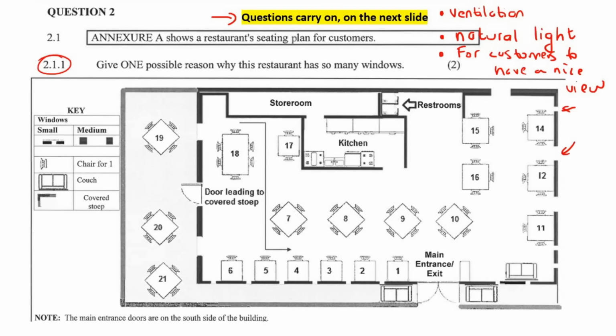Okay, how do I know that those are windows? If you look at the key, the small windows are like that, and the medium windows are like that. So these would be medium windows, and then there's a small window over here, small window. There's actually a lot of windows, a lot of small windows. There's a medium window. Okay, so yeah, they really do have a lot of windows.